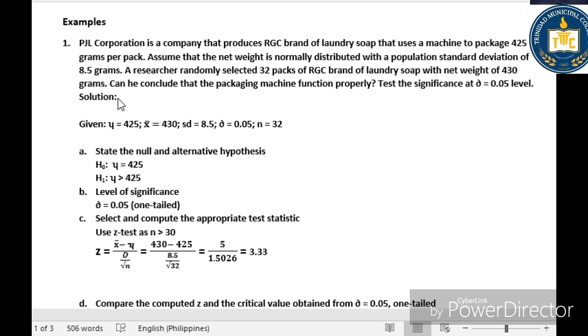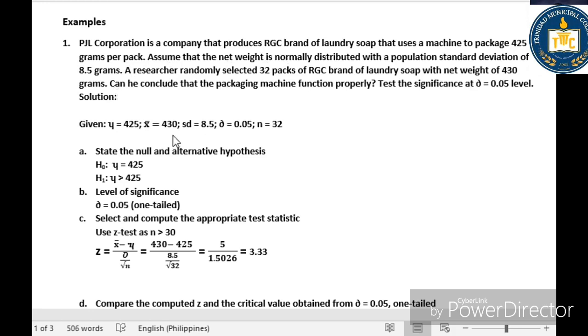Okay, so here's the solution. First, you need to analyze the problem: what is given and what is asked. So first, we need to write the given, what the problem gives. Here, 425 grams per pack. So that is the machine used to pack a laundry soap. This is already our population mean. So 425 grams. So population mean is 425.